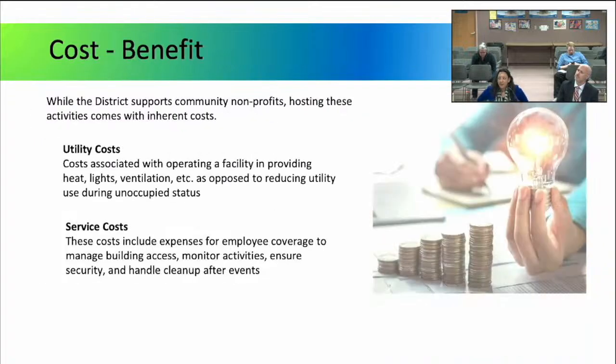The cost and the benefit. While the district supports the community nonprofits, hosting these activities comes with costs. The utility costs are associated with operating a facility and providing the heat, the lighting, the ventilation, etc., as opposed to reducing utility use during unoccupied site status. The service costs are associated with employee coverage to manage building access, monitor activities, and ensure security. We also handle the cleanup after the events.